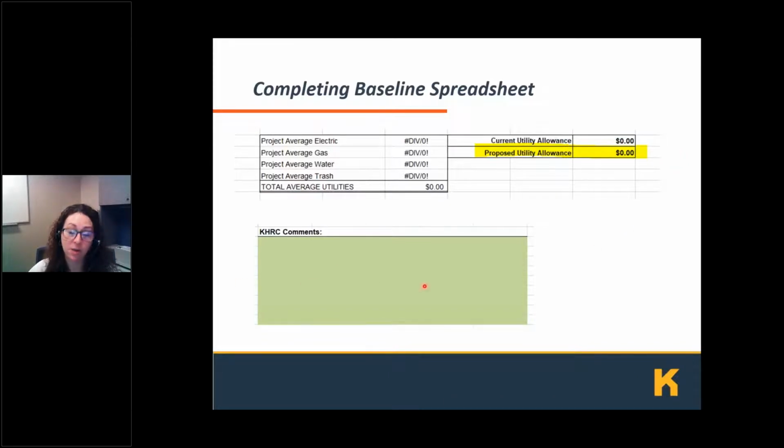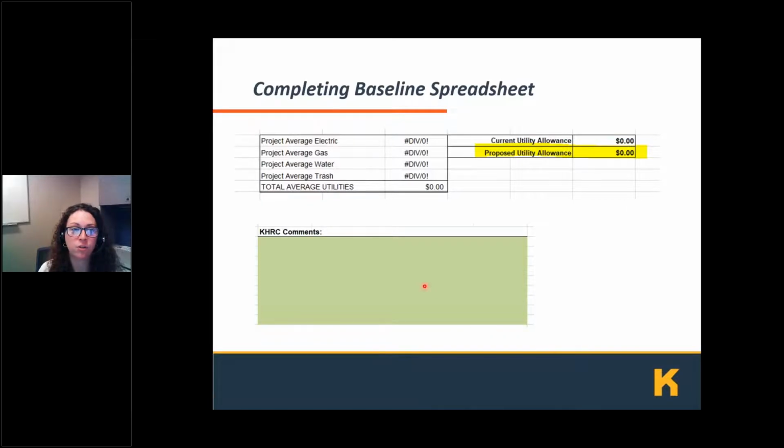Now, there's another comment box, and that's for the KHRC staff who are reviewing this. This is where we're going to maybe make some comments of things that we found. Maybe there was a typo that we fixed, or maybe there was nothing. Maybe it was a perfect submission, which would be fantastic. We're also going to put in the date that we approved this and the final number that we've approved. Okay, that's a lot of information.